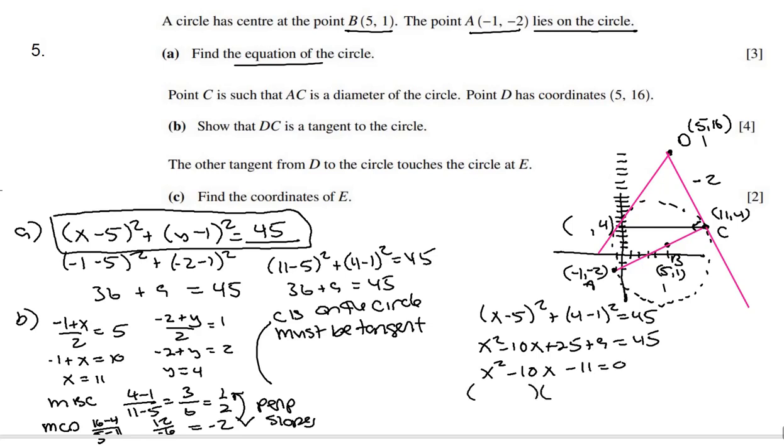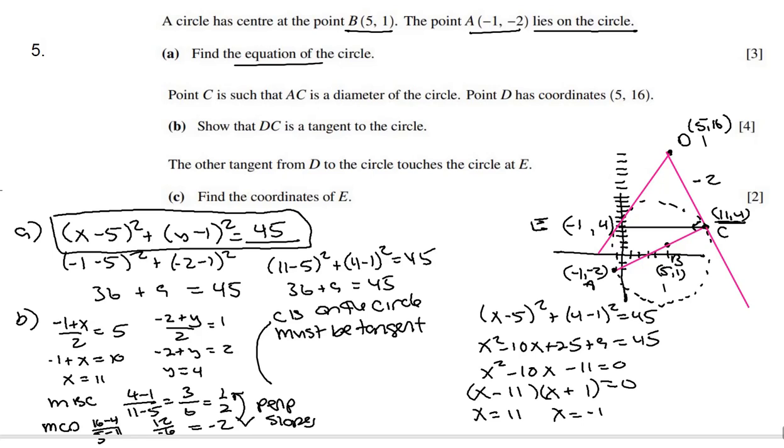And then when I factor it, I need two numbers to multiply to negative 11 and subtract to get 10. It's going to be negative 11 and plus 1, which you can see how one of my answers is going to be 11. That's because that's this point right here. And the other one's going to be negative 1. So this is going to be negative 1, and that's going to be E. E is (negative 1, 4).